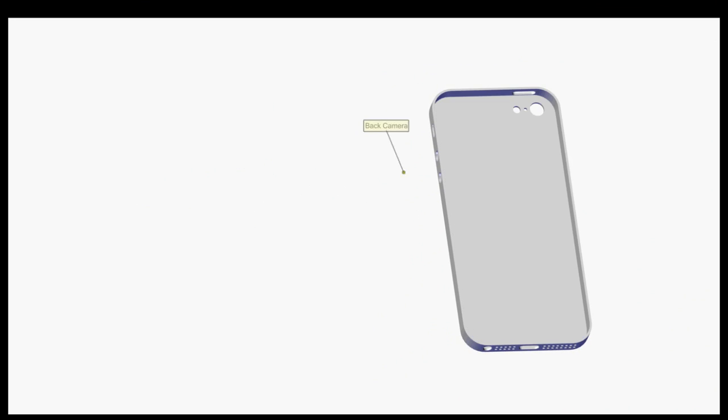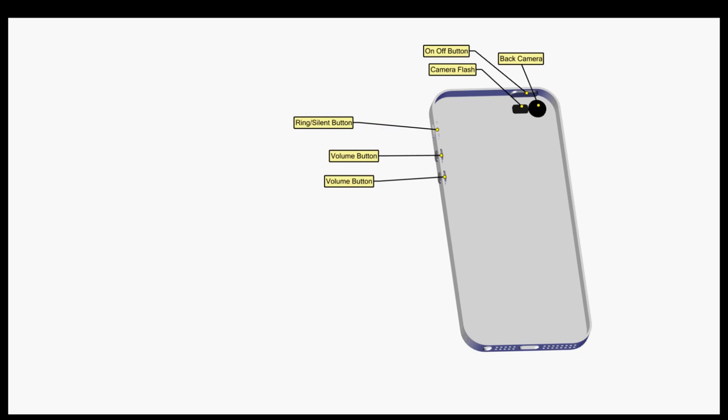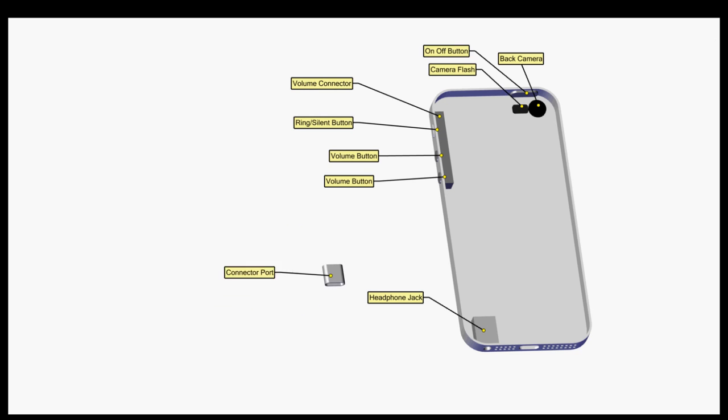When assembling the iPhone 5, the back camera and flash are put into the back cover. The on and off button is inserted next. After that, the silence button as well as the volume controls are inserted. These all need to be added before the battery and circuit board, as there would be no room to maneuver them into place. The headphone jack as well as the connector port also get inserted into the back cover.